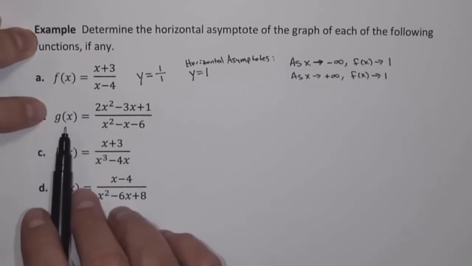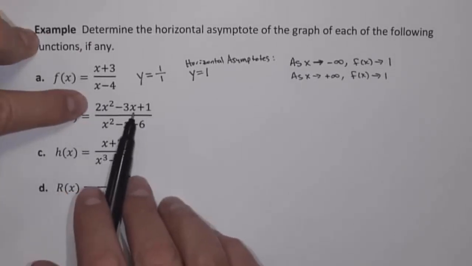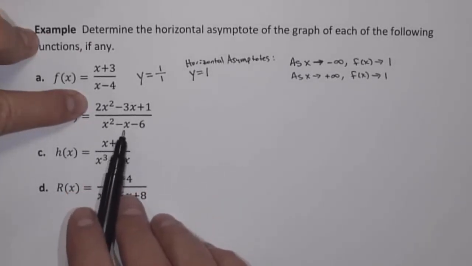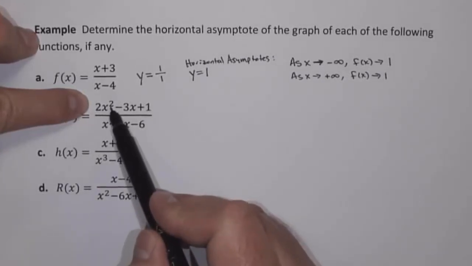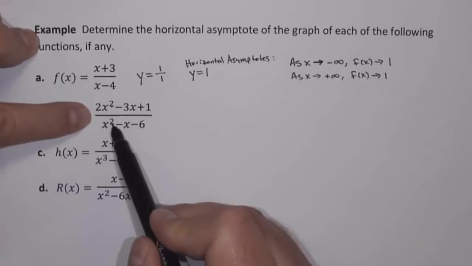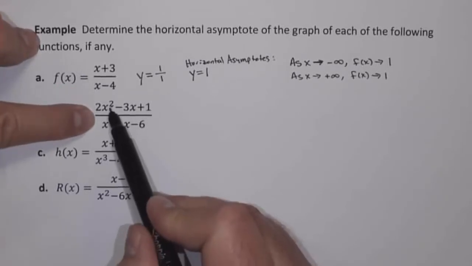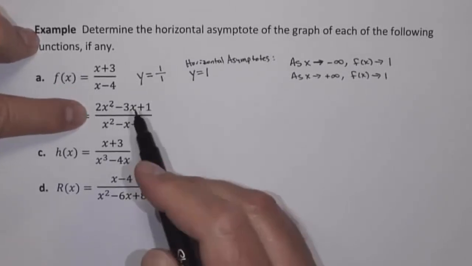Now look at part B. We have g of x equals 2x squared minus 3x plus 1 over x squared minus x minus 6. Look at the degree of the numerator. The degree of the numerator is 2, and the degree of the denominator is also 2. So they have the same degree.